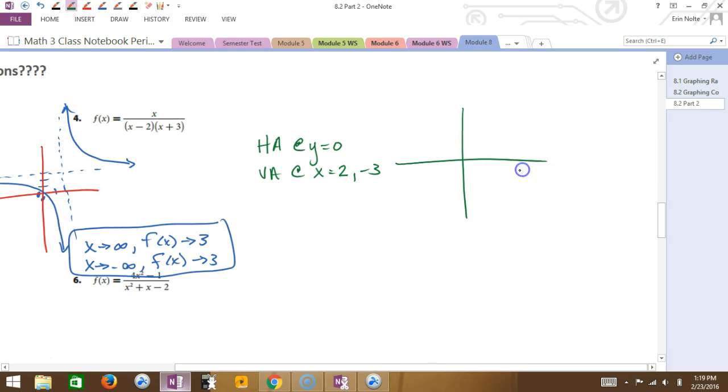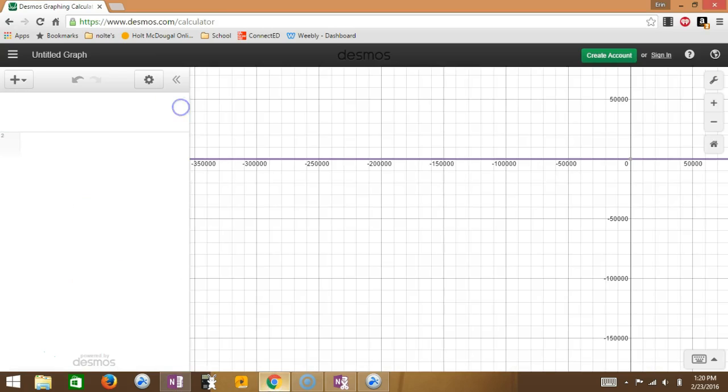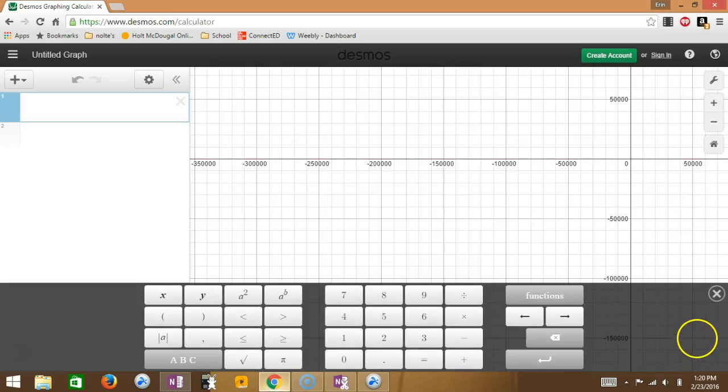I'm going to stop there and graph this from that. I have vertical asymptotes at 2 and -3. And I'll go ahead and type this into my Desmos. So we had x divided by, what did I have? x minus 2, x plus 3. x plus 3, thank you.